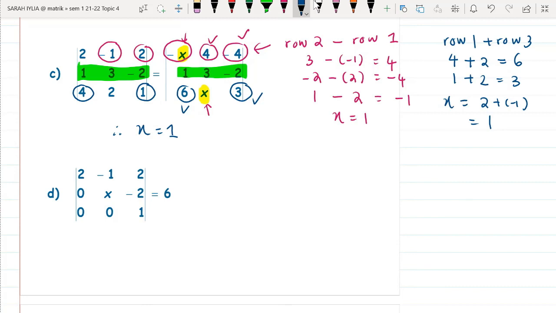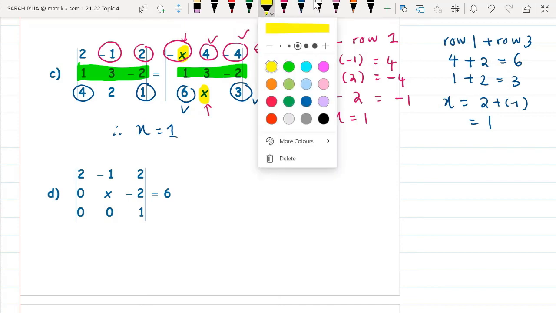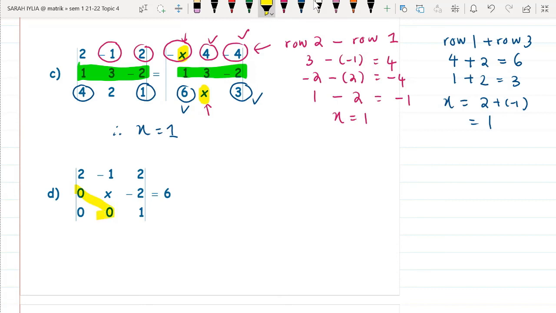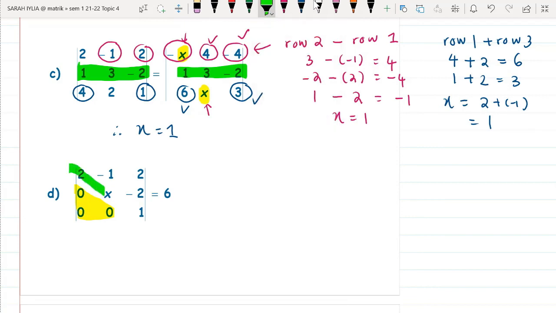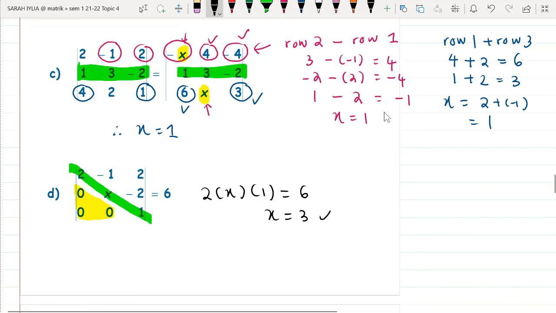Alright. Next one. So D. We have a upper triangular matrix kat sini. Kenapa saya tahu ni upper triangular? Sebab kita ada diagonal ni. Ada kat bawah ni triangle 0, 0, 0. So this is upper triangular matrix. So ikut rule, kalau upper triangular nak dapatkan dia punya determinant, there's a multiplication of our leading entries. Hasil darab dia punya leading entries. So 2 times X times 1 will be equal to 6. Means X will be equal to 3. Okay, settle.